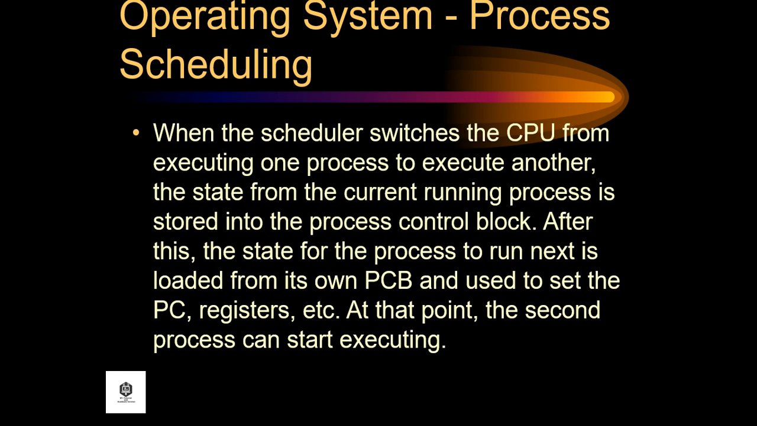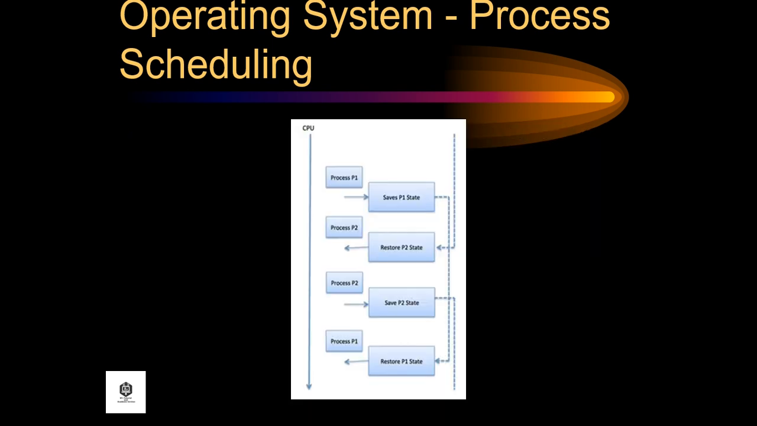When the scheduler switches the CPU from executing one process to execute another, the state from the current running process is stored in the process control block. After this, the state for the process to run next is loaded from its own PCB and used to set the PC, registers, and so on. At that point, the second process can start executing. So this is the example of the process.